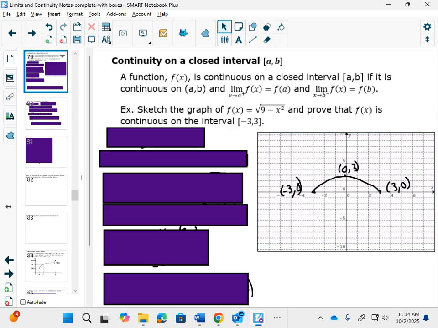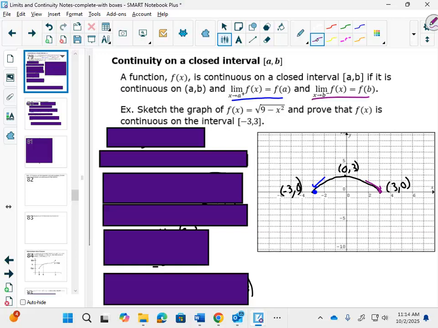So this example that we're going to do here would be continuous on its interval because at the left side point, as you approach it from the right side, you get to the point. And at the right side, as you approach it from the left side, you get to that point. So basically, if you draw the function and the endpoints of that function are included, it's going to be continuous on that closed interval. That's the intuitive part of it.